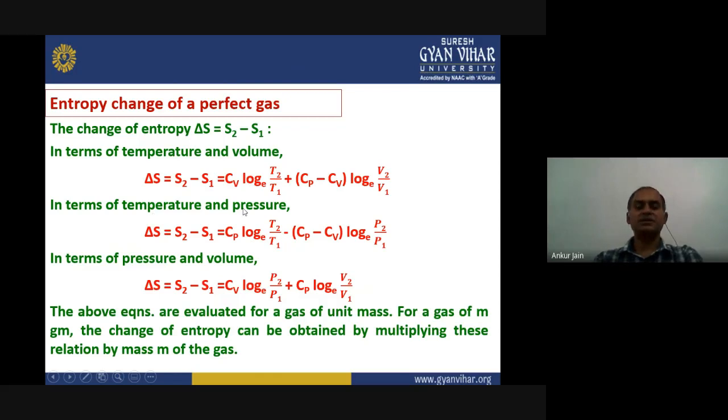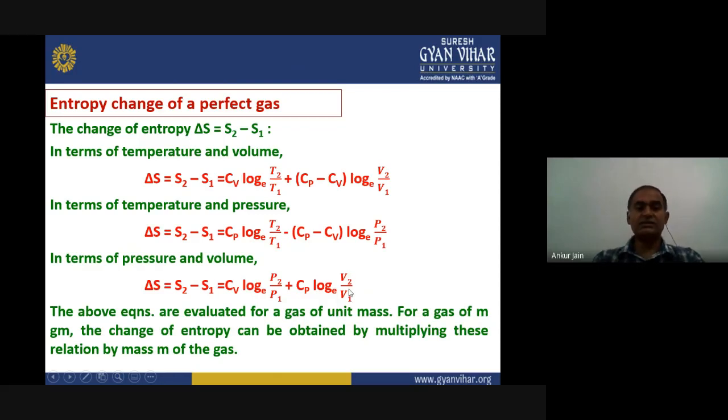The temperature and pressure term: delta S equals S2 minus S1 equals Cp log T2 upon T1 minus Cp minus Cv into log P2 upon P1. In terms of pressure and volume, it is given as delta S equals Cv log P2 upon P1 plus Cp log V2 upon V1.